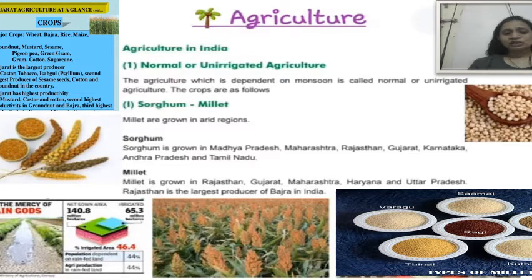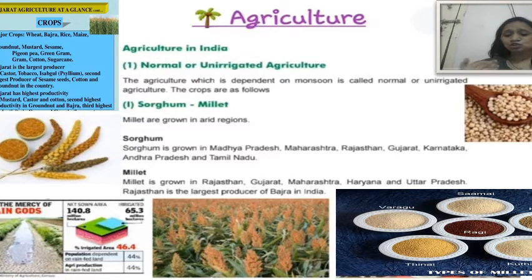So what is basically the normal or the unirrigated agriculture? The agriculture which is dependent on the monsoon is called the normal or the unirrigated agriculture. Such crops which are fully dependent on the monsoon, that is called unirrigated agriculture and normal farming.